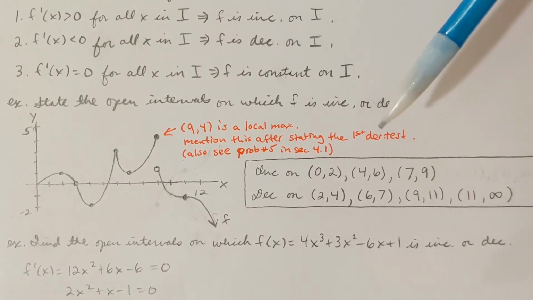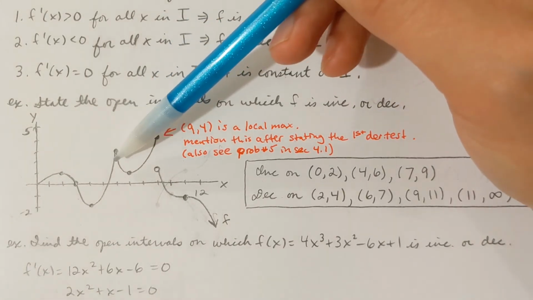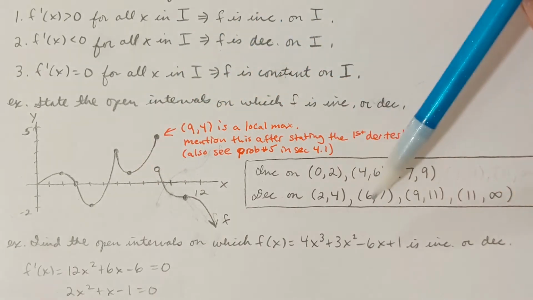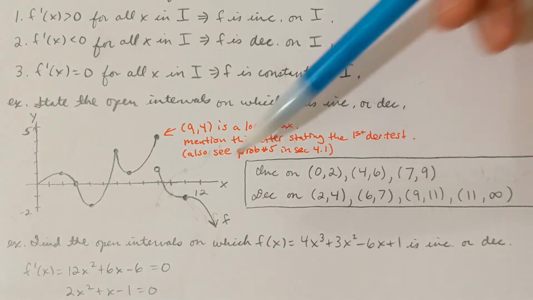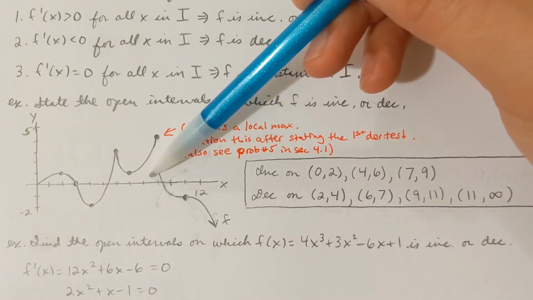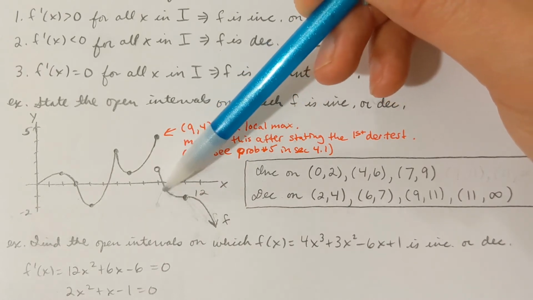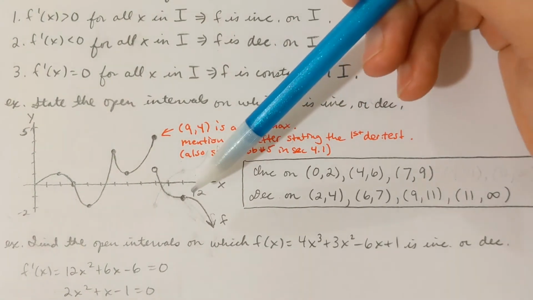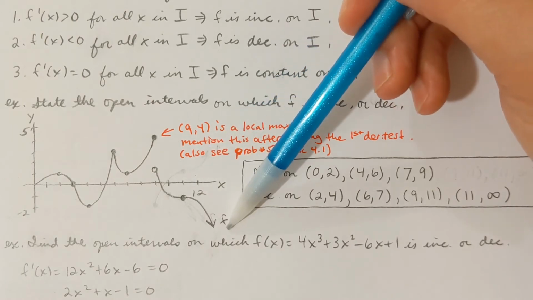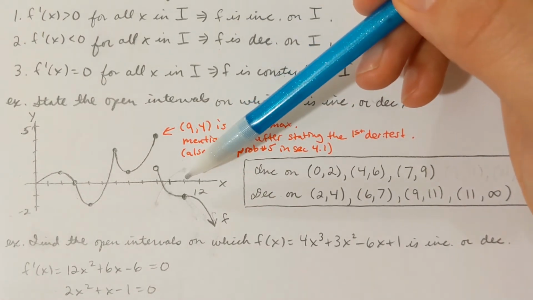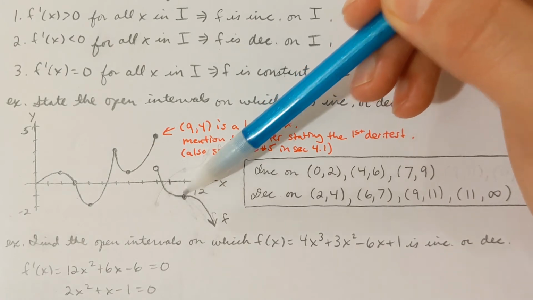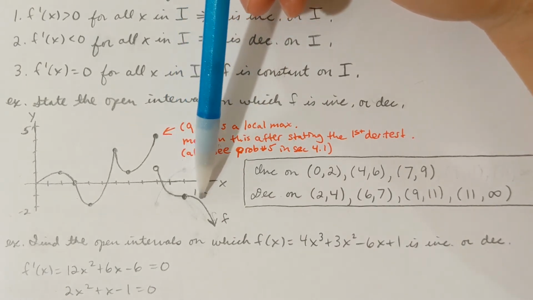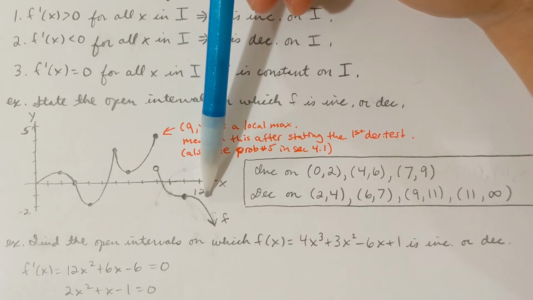Where else would we be drawing a tangent line where the slope is negative? Between 6 and 7, the slope of the tangent line is going to be negative. Also, between 9 and 11, if I draw a tangent line, the slope is going to be negative. And if I'm 11 or bigger, and I draw a tangent line, the slope is negative. Now, by the way, for the point (11, -1), you'll notice I've got a squiggle in the graph there. I intend for that to be a horizontal tangent at that point.